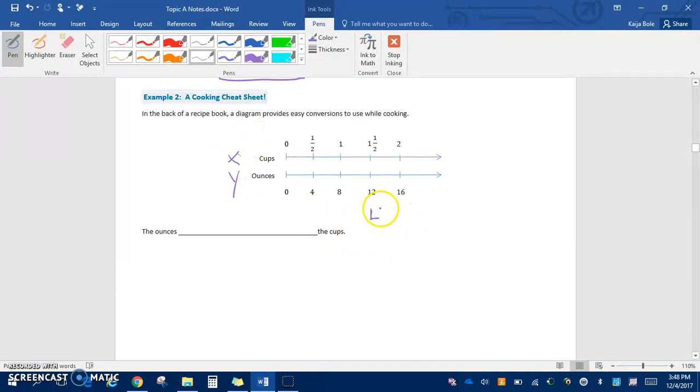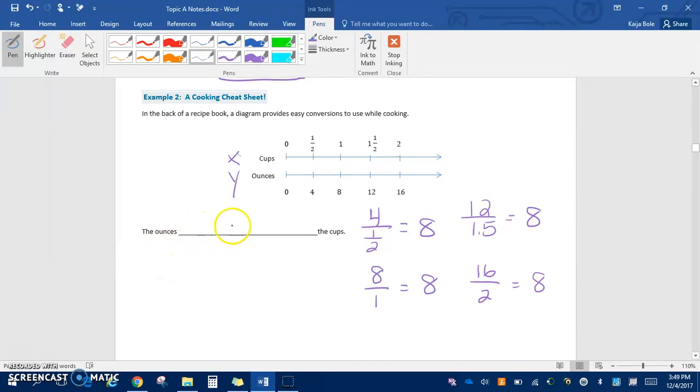First we're going to do 4 divided by 1/2, which is the same as multiplying by 2, so we'd get 8. Then we're going to check 8 divided by 1, which is 8. Then we do 12 divided by 1.5, which is also 8. And last we have 16 divided by 2, which we all know is 8. So we can say that the ounces is proportional to the cups. Our equation here would be y equals 8x.